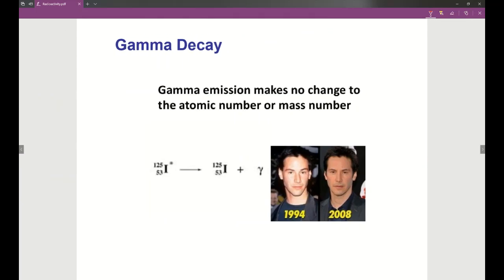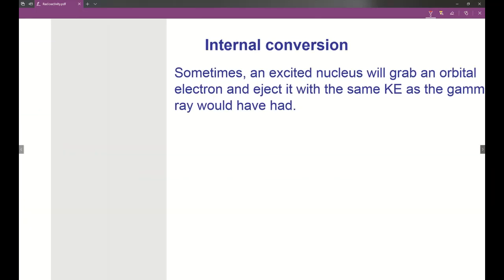And here's the equation that we use to denote gamma decay, right over here. We just use a little asterisk to denote that it is excited and that it just drops back down to its normal energy, to its normal ground state. It makes no change to the atomic number or the mass number. I pulled this slide off of online, and it came with this delightful picture of Keanu Reeves, which illustrates the point precisely. Just as with Keanu Reeves, gamma decay does nothing to this atom. It really just changes its energy state.